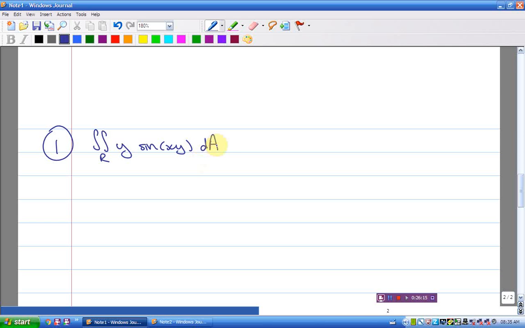We've been given a double integral. The integrand has got y's and x's in it, and R has been described.